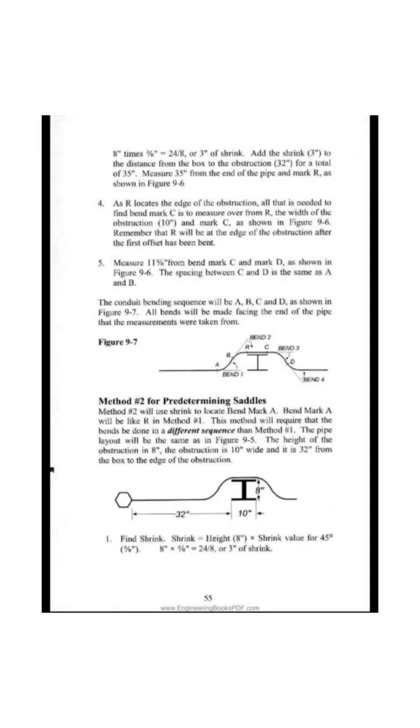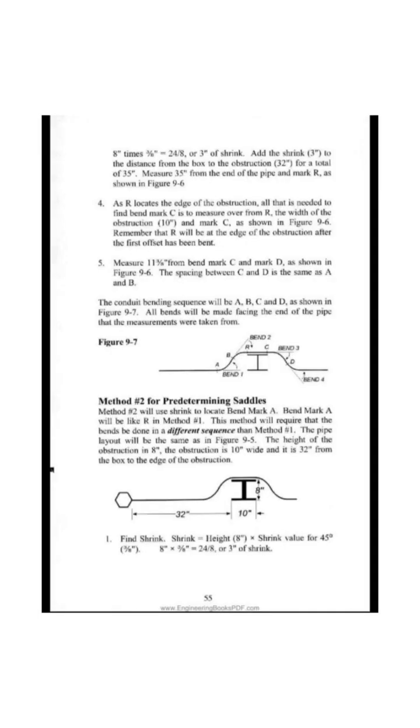Method number 2 for predetermining saddles. Method number 2 will use shrink to locate bend mark A. Bend mark A will be like R in method number 1. This method will require that the bends be done in a different sequence than method number 1. The pipe layout will be the same as in figure 9-5. The height of the obstruction is 8. The obstruction is 10 inches wide and it is 32 inches from the box to the edge of the obstruction.